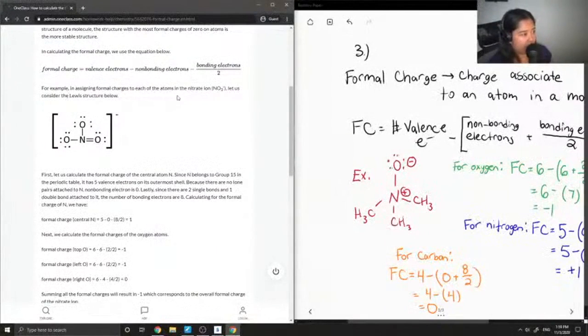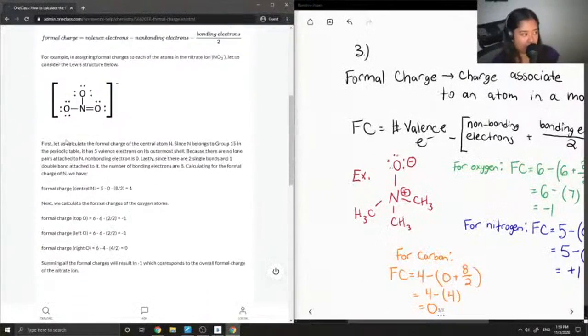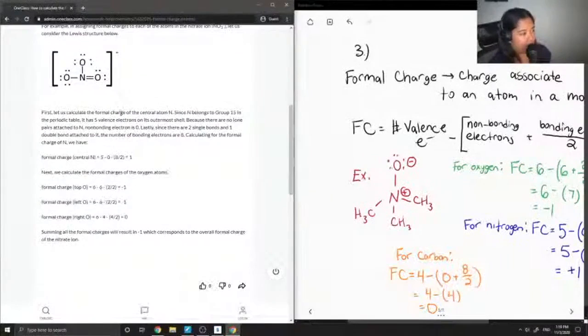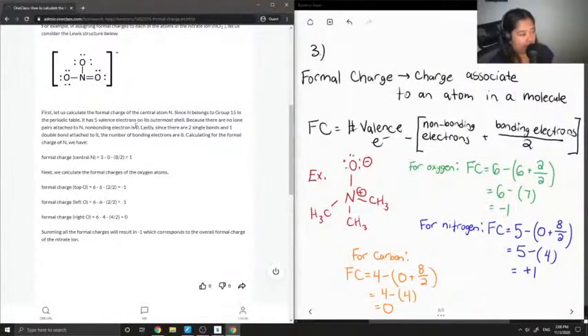So here they have an example with the nitrate ion, and they drew out its corresponding Lewis structure. First they calculated the charge of the central nitrogen. Nitrogen belongs in group 15, has 5 valence electrons on its outermost shell. Because there are no lone pairs attached to N, the non-bonding electron is 0. So that's the same as my example as well. But lastly, since there are 2 single bonds and 1 double bond attached to it, the number of bonding electrons are 8. Calculating for the formal charge of nitrogen, we have +1.